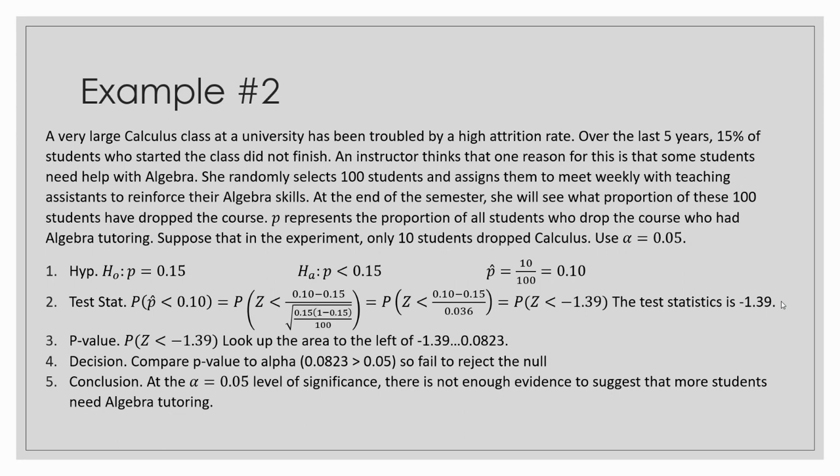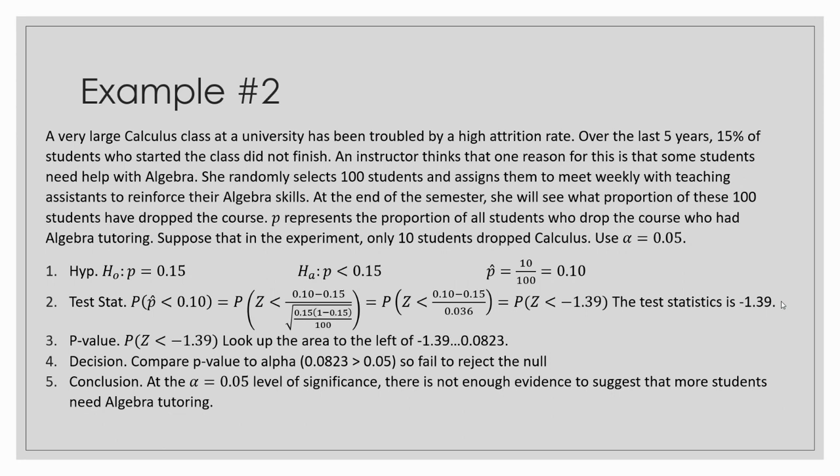In step 3 for the p-value, this is really easy. It's area to the left. We just simply look it up on the table. We get 0.0823. In step 4, you compare the two, and what you should notice is that our p-value, it's more than alpha, so it is not significant. As a result, we fail to reject the null hypothesis.